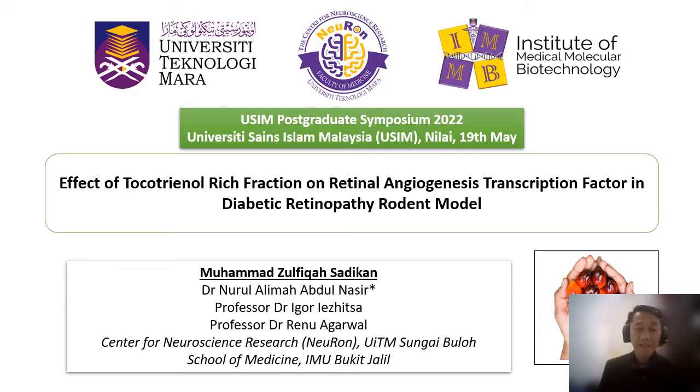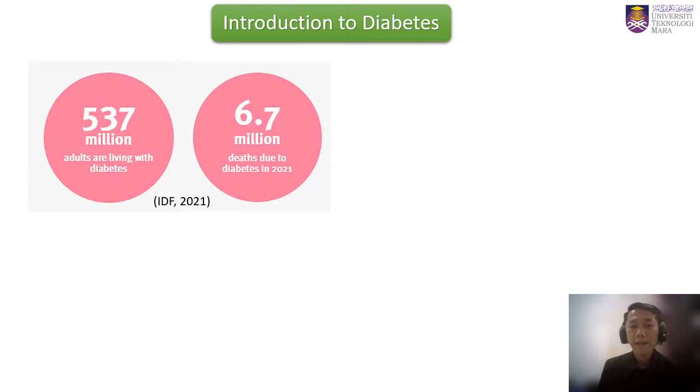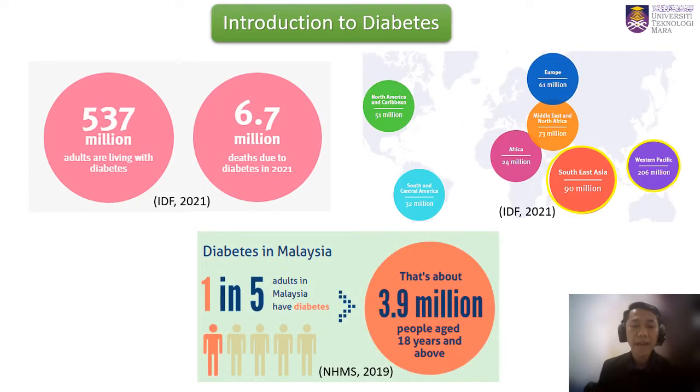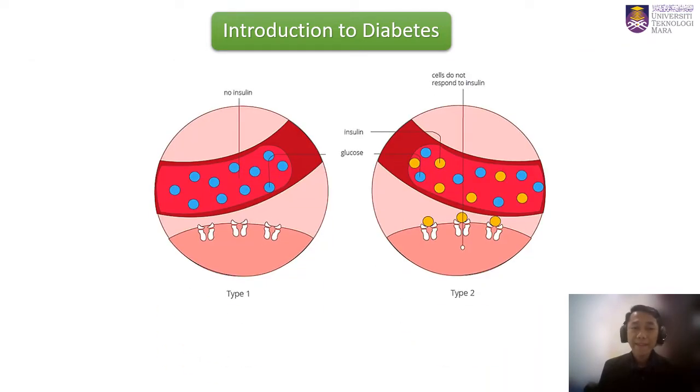I will be presenting my research work entitled Effect of Tocotrienol Rich Fraction on Retinal Angiogenesis Transcription Factor in Diabetic Retinopathy Rodent Model. Diabetes mellitus is a non-communicable disease that has affected more than 400 million adult patients and will continue to rise. It can be categorized into type 1 and type 2 diabetes mellitus.